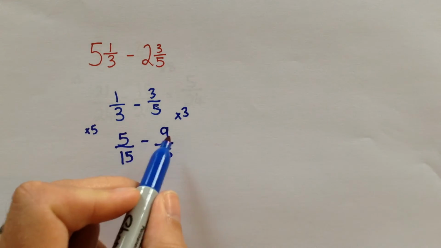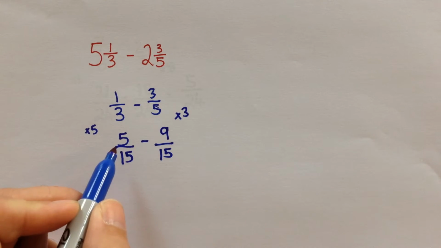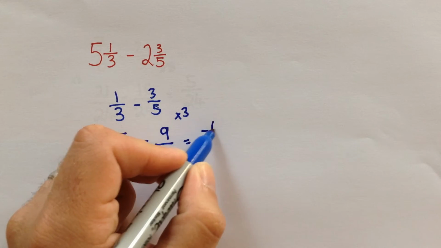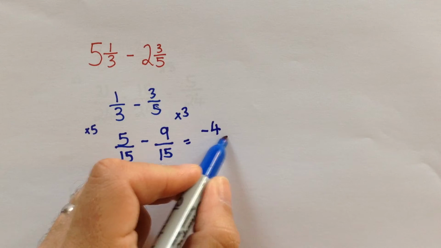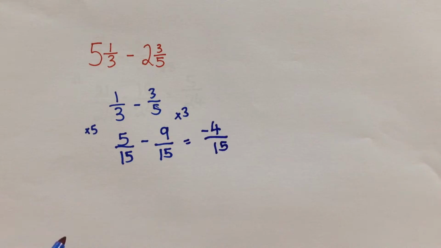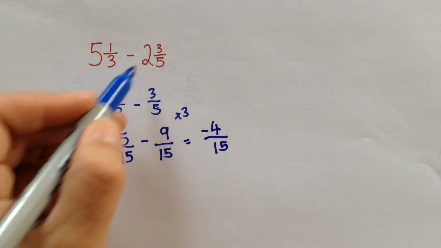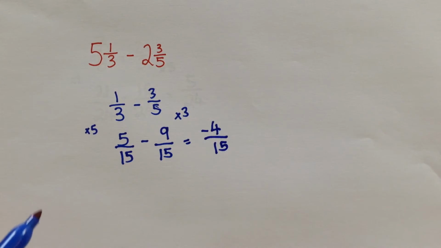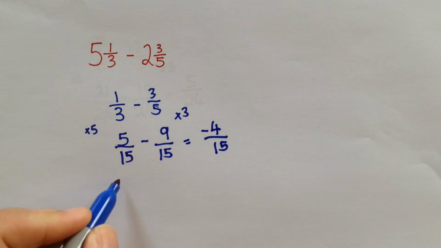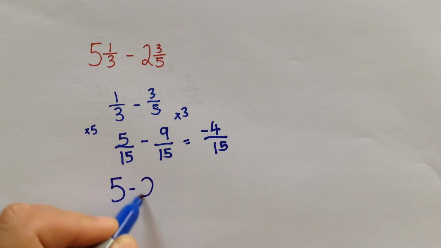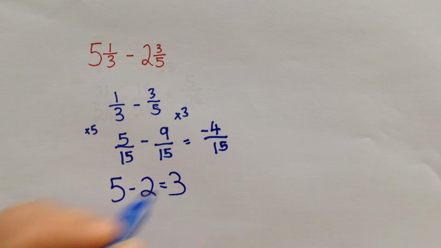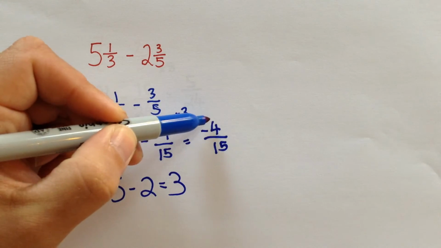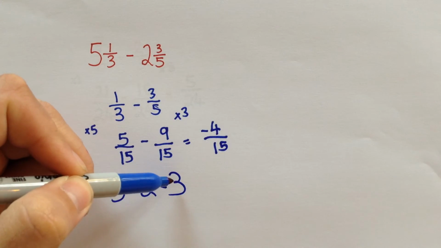Now if you notice here, we're going to end up with something a little bit different. 5 take away 9 would give us -4. And the number at the bottom would just be 15. If we then bring in the whole number part of the question, this might help us with the negative fraction here. Well, 5 take away 2 gives us 3. What we then need to do is take 4/15 away from 3.